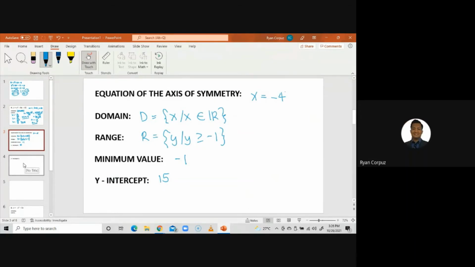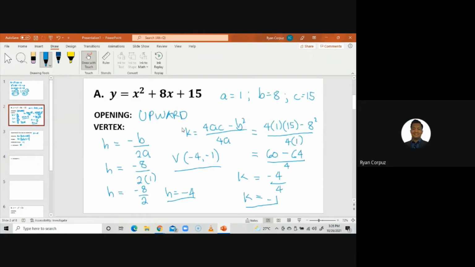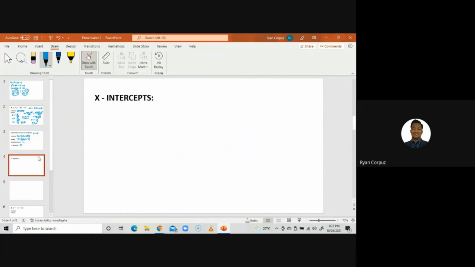Yes po, sir. So paano naman ang x-intercepts? So x-intercepts natin, ang given equation na y is equal to x squared plus 8x plus 15. So ang gagawin natin, we have to transform it first into an equation. So, magiging x squared plus 8x plus 15 is equal to 0. Then, solve for that given quadratic equation using any of the methods. So, since we can make use of factoring here, let's make use of factoring.